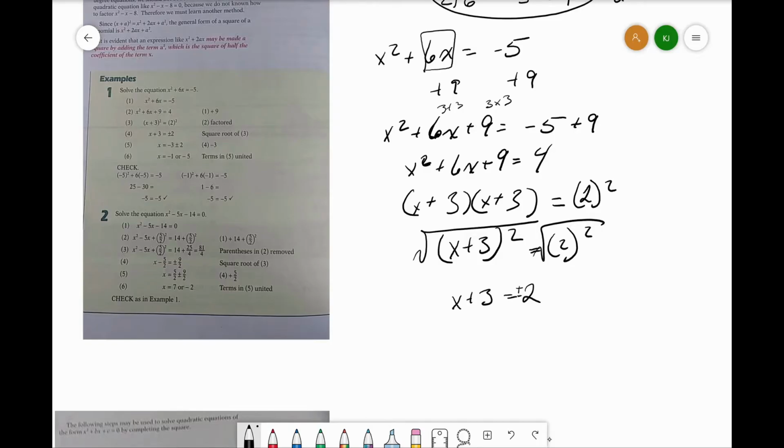So now we're going to subtract 3 from both sides. So we have x is equal to negative 3 plus and minus 2, and that will give us our answers. Negative 3 plus 2, and then negative 3 minus 2, gives us our answers for x, which are negative 1 and negative 5. Alright? Okay, let's do another one just to make sure that we have it.